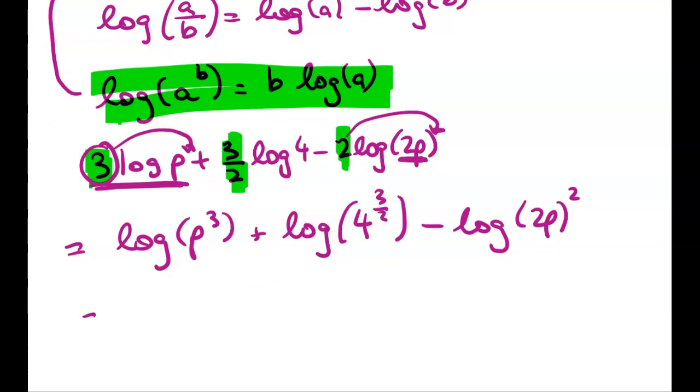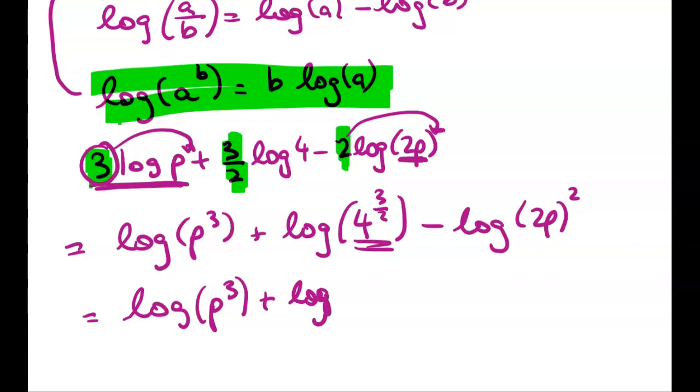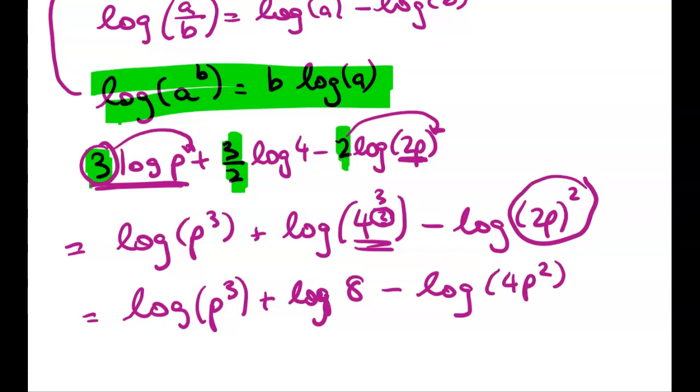Now a little bit more simplifying to do here. We've got the log of p cubed plus the log of this. Now you don't need to do this in your calculator, you can do this in your head. 4 to the power of 3 over 2 means the square root of 4, which is 2, to the power of 3. So that's going to give me 8, minus the log of 4p squared, just expanding out this.